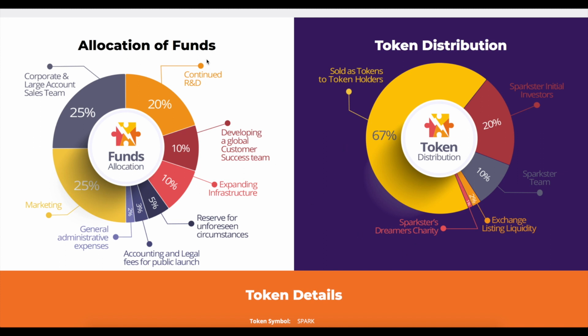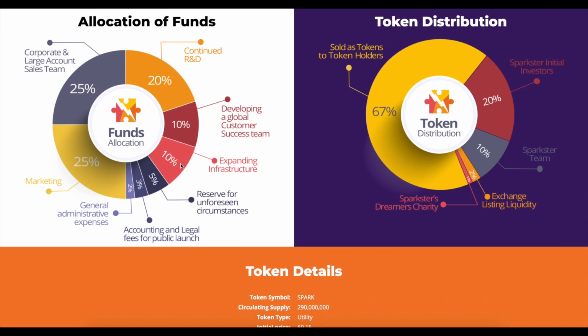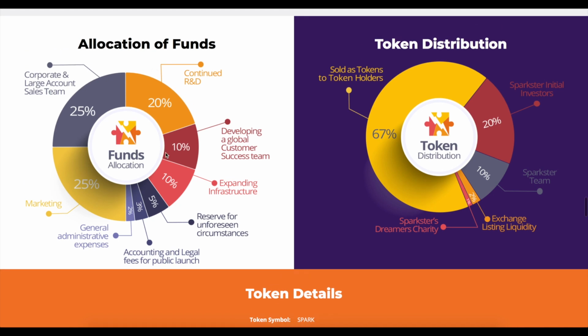Then the funds breakdown is this, that they will use 20% for R&D, 10% for developing a global customer success team, then expanding infrastructure 10%, 5% as a reserve for unforeseen circumstances, 3% accounting and legal fees for public launch, and so on. So this is how the allocation of funds will look.